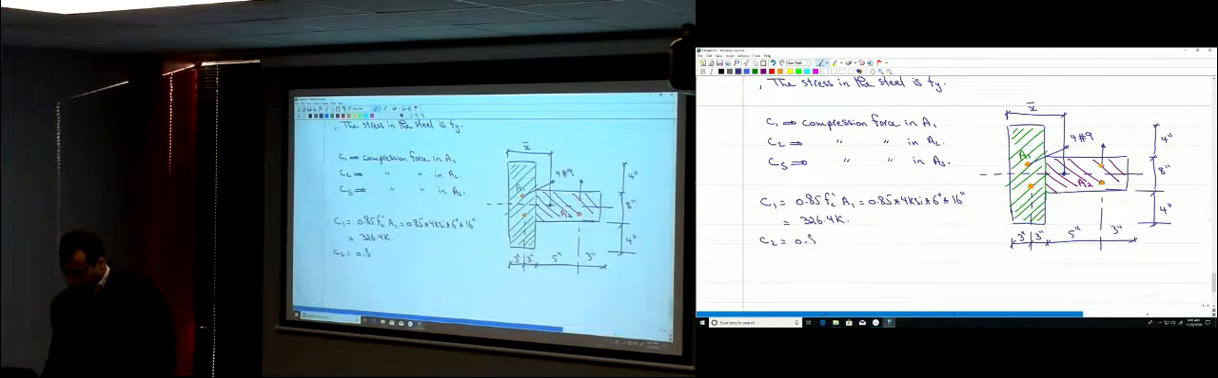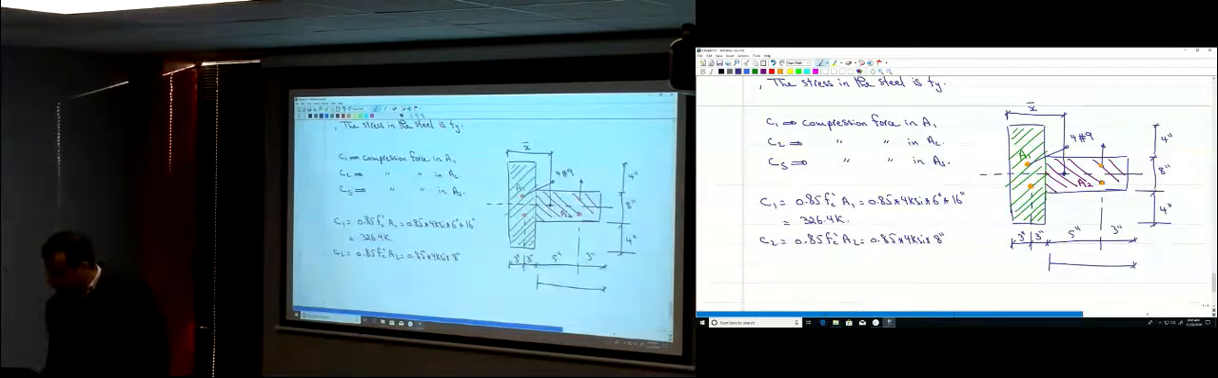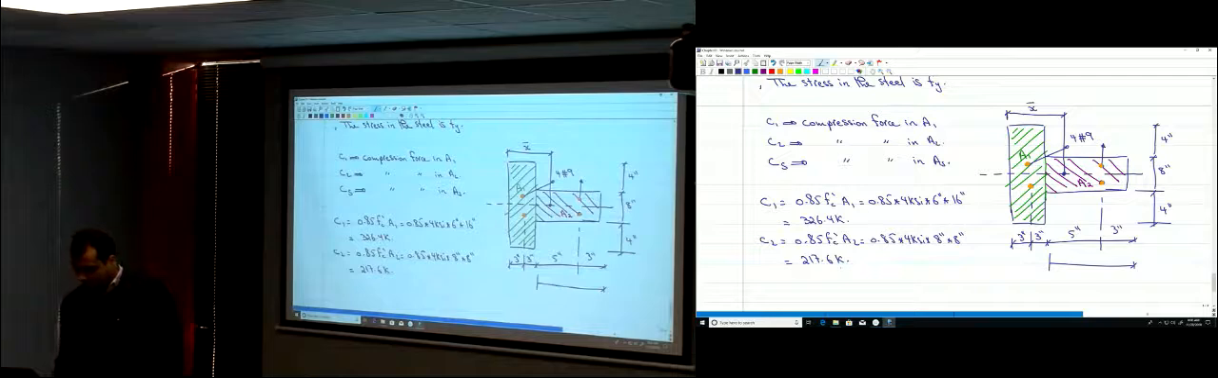How much is C2? Okay, so 0.85 FC prime A2. So 0.85 times 4 KSI times A2, which is 8 inches. The width over here is 8 inches, multiplied by the thickness, which is 8 inches as well. So C2 is 217.6 K.